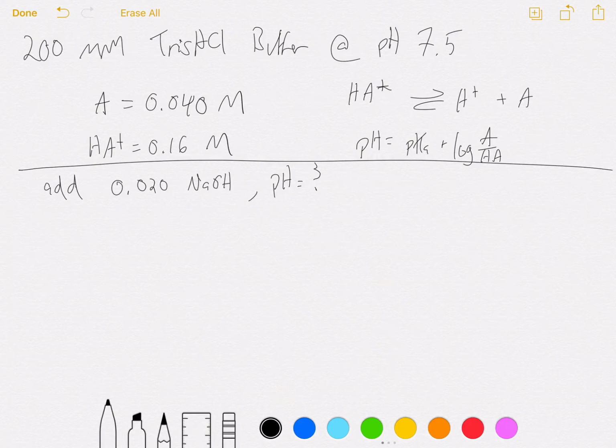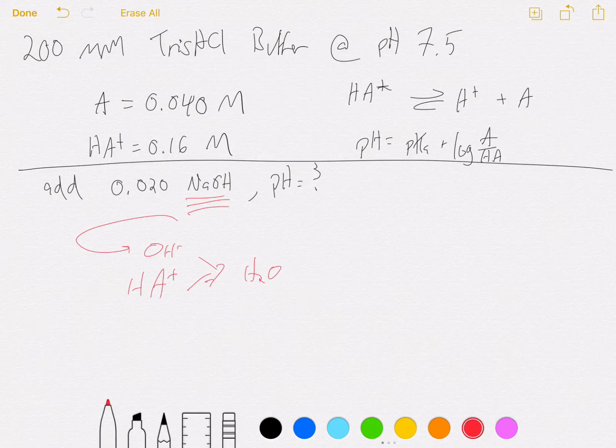And now I always just like to stop and ask myself, well, chemically, what is going to happen when strong base, sodium hydroxide, gets added to a buffer system? What will happen is you get the OH from sodium hydroxide. The hydroxide itself, in order for this buffer to be functional, is going to need to be neutralized by our weak acid, which in this case is tris H plus, tris HCl. So these things will get together to make water and tris base.